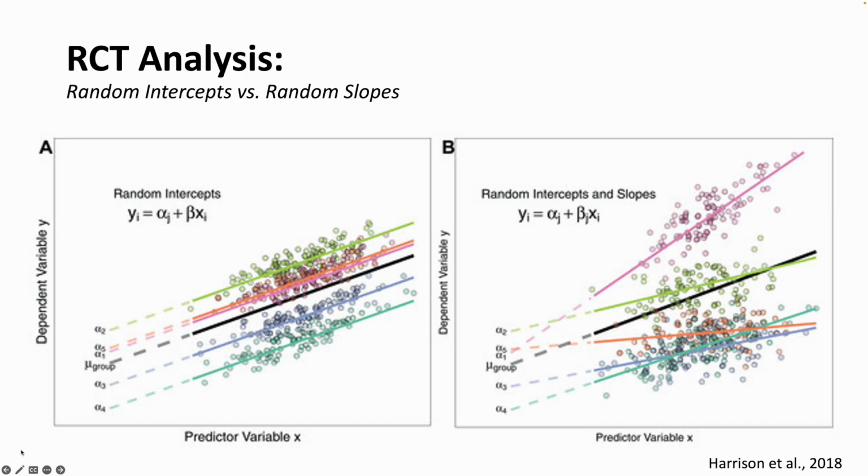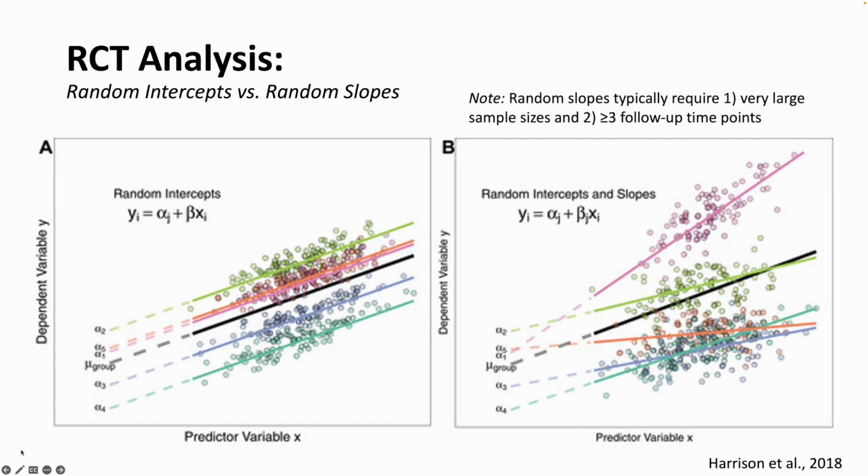Within a randomized control trial, at least in our own work that I do, there is very little likelihood that we're going to be using a random slopes model. The reason is that you need a large number of time points, and you also need a large sample size in order to be able to run a random slopes model. And so for our purposes today, and typically within my own work, we do not run a random intercepts and slopes model. We're really only working with random intercepts.